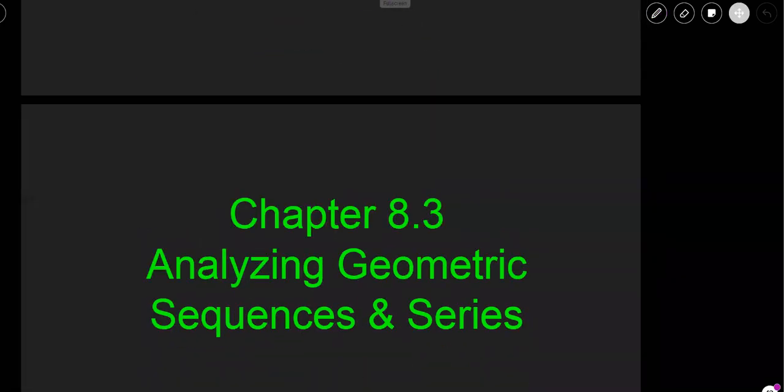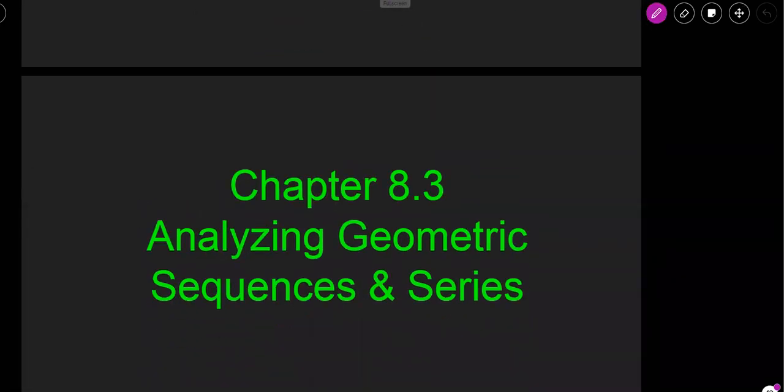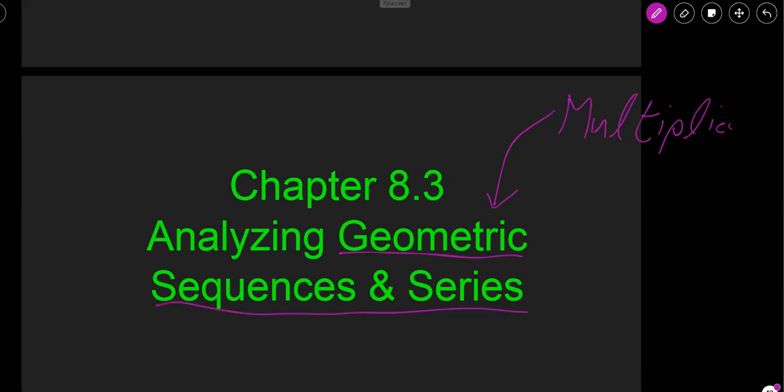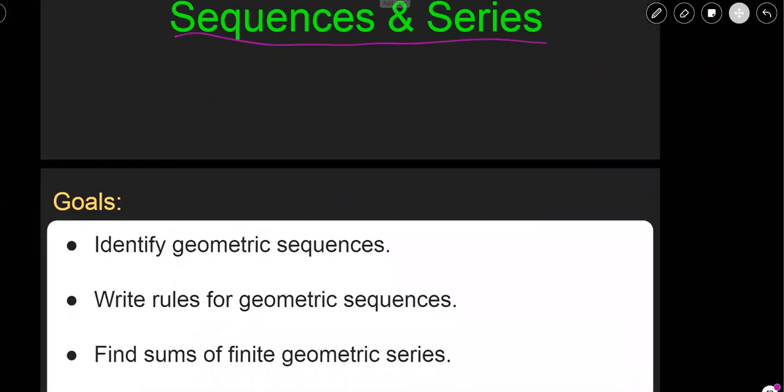So in class, we talked about 8.3. We went over the lecture, and it was about analyzing geometric sequences and series. So just like the arithmetic ones, the geometric sequences and series have a repeated operation that's happening. And in this situation, the repeated operation is multiplication. So we're multiplying every time we go from one position to the next in this sequence. Remember the arithmetic ones, we were adding.